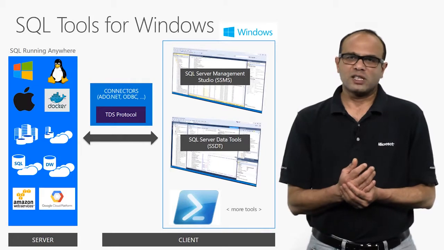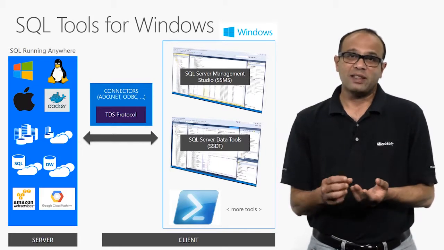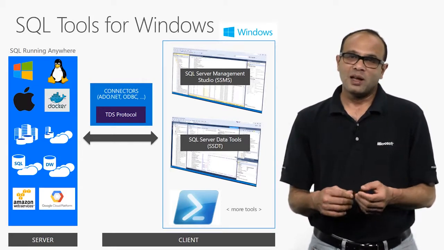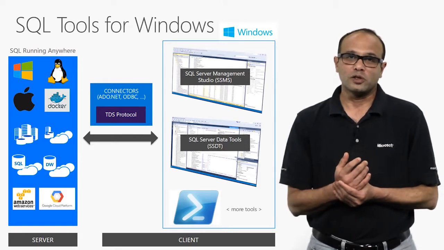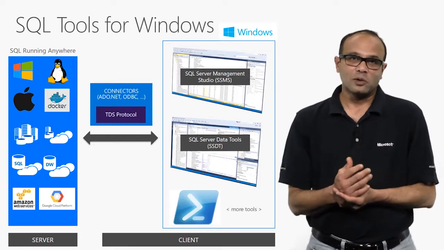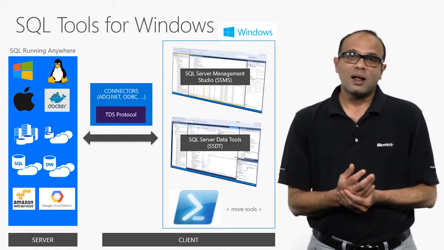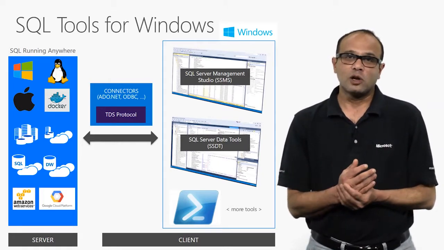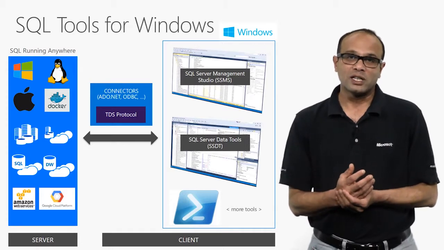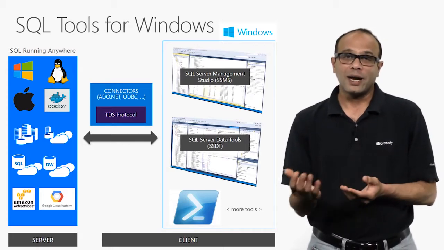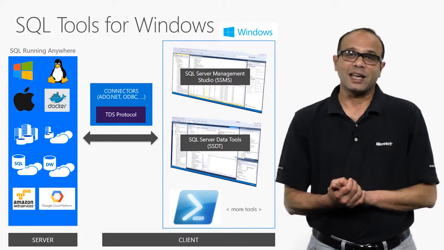We have connectors for several different languages. For example, we have the ADO.NET libraries for C#, we have the JDBC drivers for Java, and so on and so forth. Our tools, our client tools, are essentially applications which use the same connectors. For example, our Windows tools, our flagship tools on Windows, SSMS, SSDT, and PowerShell, use the ADO.NET API libraries to interact with SQL running anywhere.